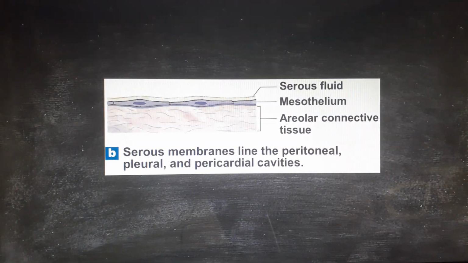And to make the serous membrane, we have a layer of serous fluid. We have a simple squamous mesothelium, and we have a thicker areolar connective tissue layer. Now, these are still very thin membranes, very delicate, but they are enough to seal off the different cavities inside the body.